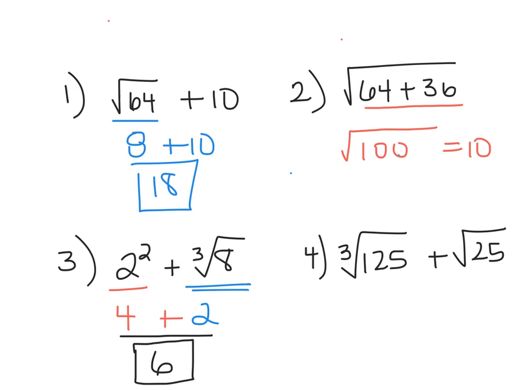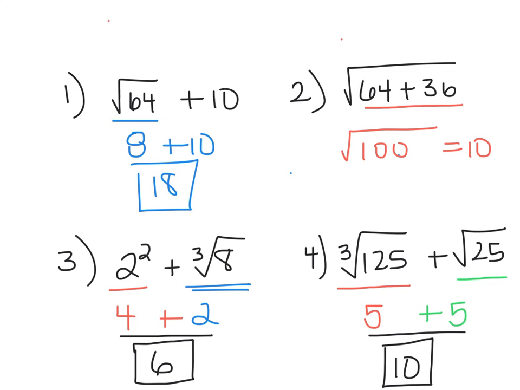In example number 4, we need to figure out what is the cube root of 125. So what 3 numbers can I multiply together to get 125? And that's 5, because 5 times 5 times 5 is 125. And then plus the square root of 25. So what 2 numbers can I multiply together to get 25? And that's 5, because 5 times 5 is 25. Now that I've simplified both parts of that expression, I can just go ahead and add these two together, and 5 plus 5 is 10.